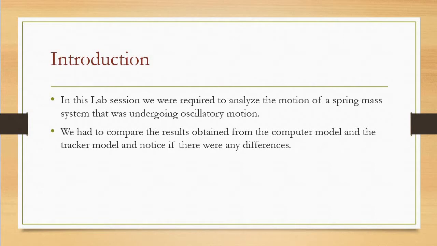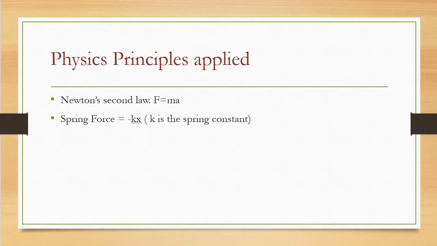In Lab 4, we were required to analyze the motion of a spring mass system that was undergoing oscillatory motion. We had to compare the results obtained from the computer model and the tracker model and notice if there were any differences. The main physics formulae used in this case were Newton's second law, which states that force equals mass times acceleration, and spring force, which was equal to negative kx, where k is a spring constant and x is the change in the length of the spring.